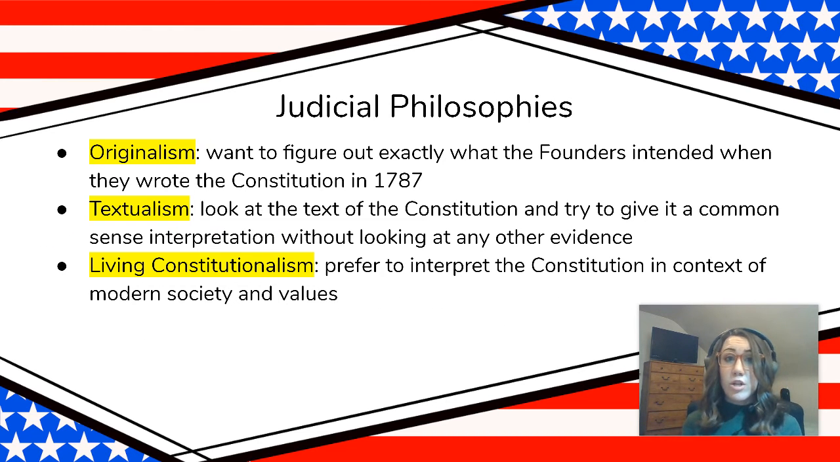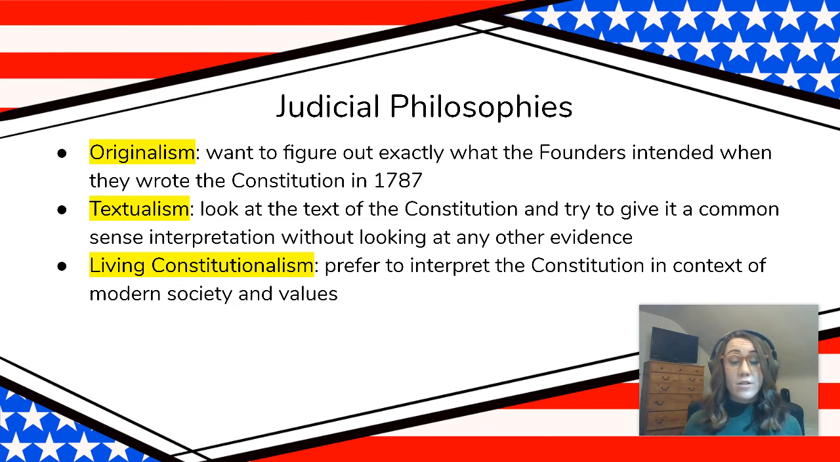Now let's talk about some judicial philosophies. First is originalism. These are Supreme Court justices who want to figure out exactly what the founders intended when they wrote the Constitution in 1787. This is relevant because these justices look at legislation and determine whether the law is constitutional or not. So, they want to know what the founders said and what they meant, and that's what they're sticking to.